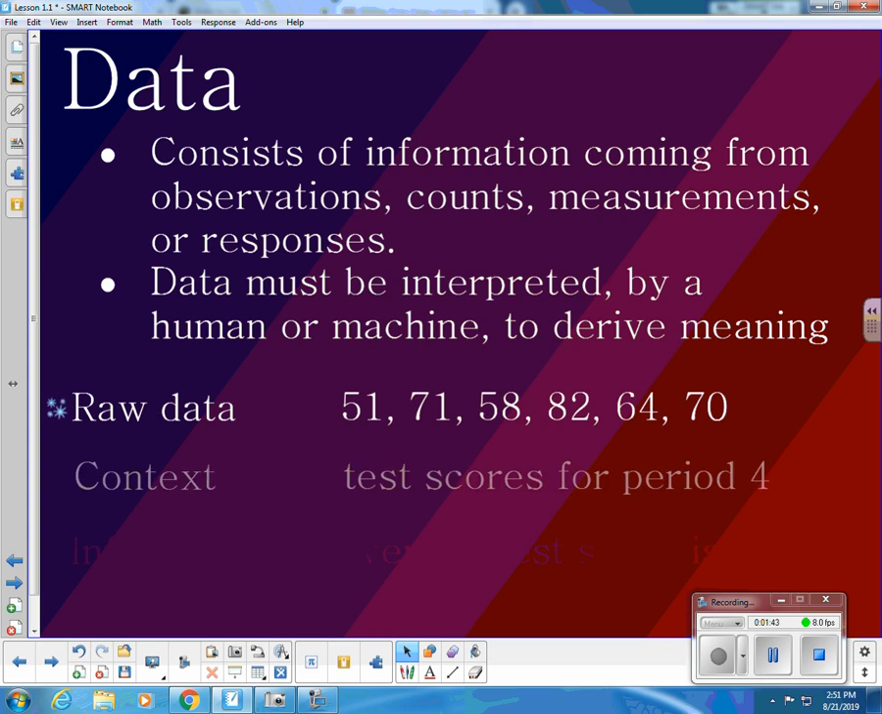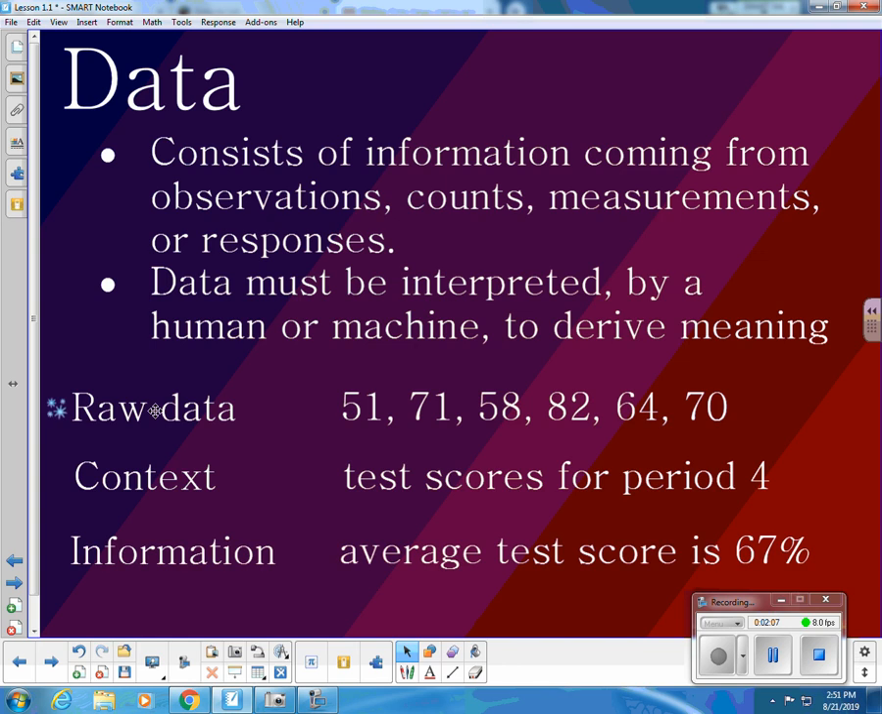So you've got to at least have some sort of context. The context is these are test scores for period 4. That makes sense, okay? Small class, 6 people. Then, again, the context, well, what do we want to do with those? You know, can we interpret it somehow, give it some sort of meaning? So a lot of times when you have test scores, we want to look at the test average. So that would be information that we can gather from this. Now that we know what they are, we can say, oh, the average test score is 67. Okay? So you need to know what the data is, where it's coming from, and what do you want to do with it. Okay?